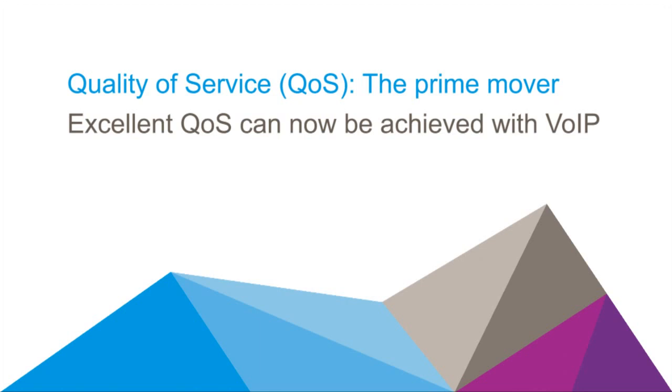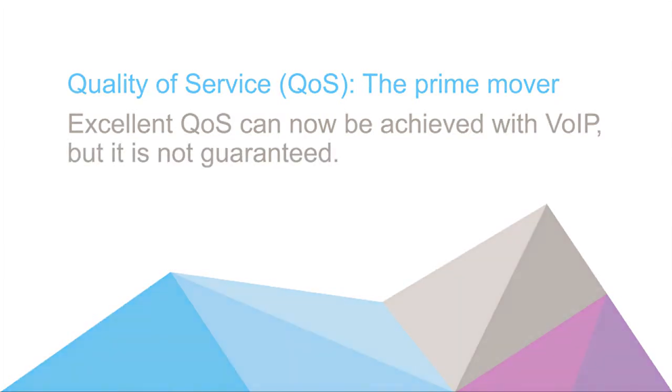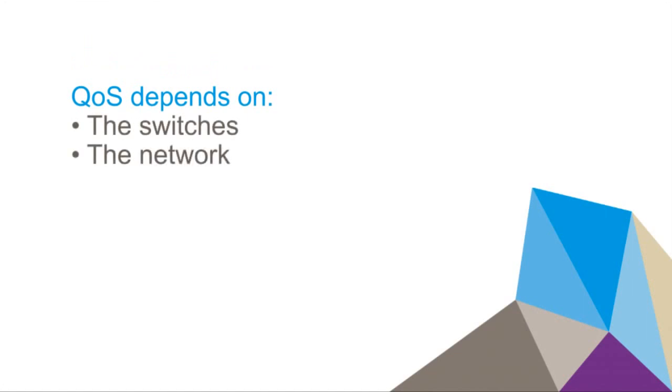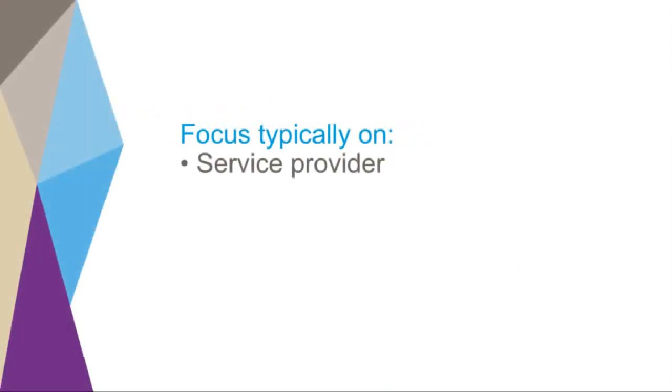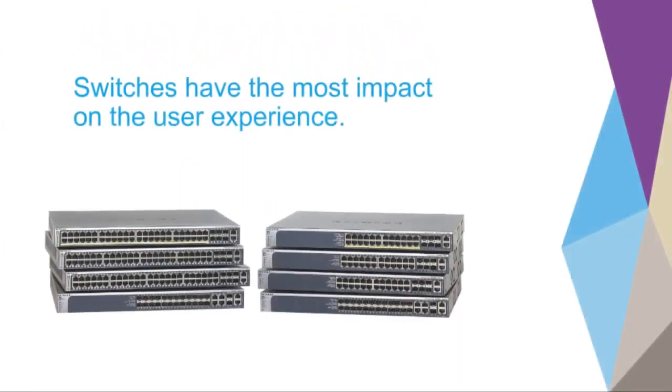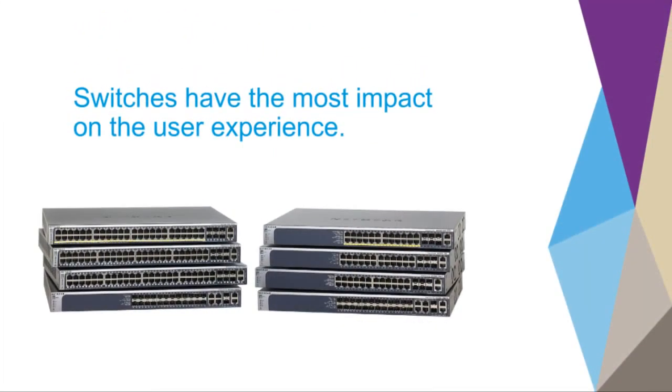Today, excellent quality of service can always be achieved with VoIP, but it's not guaranteed. QoS ultimately depends on the switches that control the VoIP traffic, and of course, the network over which that traffic travels. It's understandable that the focus of attention in a transition to VoIP is typically on the service provider, the delivery model, on-site versus hosted, and the IP phones. But the switches have the most impact on the user experience.